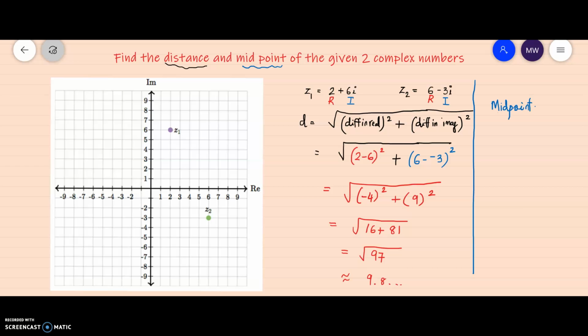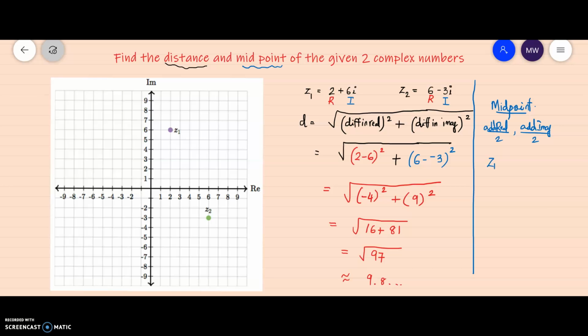All right. So to find the midpoint, all you have to do is add the real parts and divide by 2, and add the imaginary parts and divide by 2. That's how you get your midpoint.